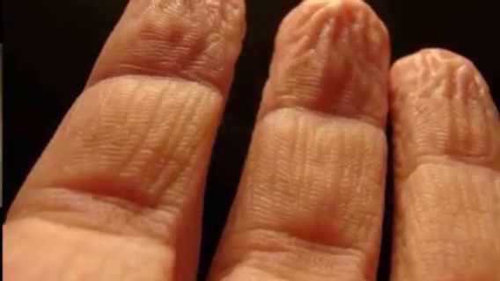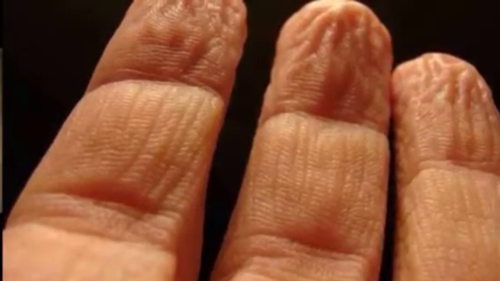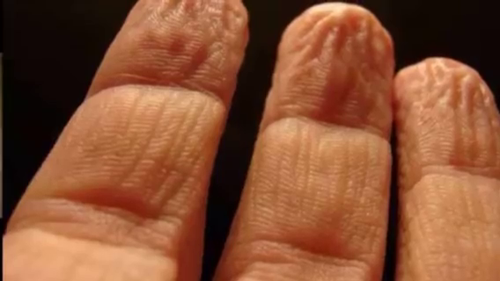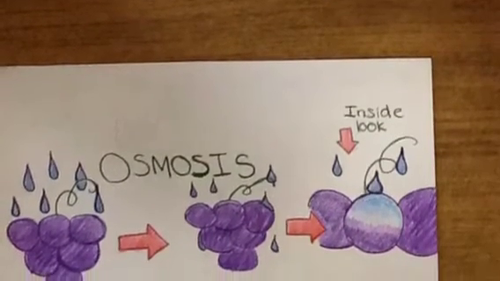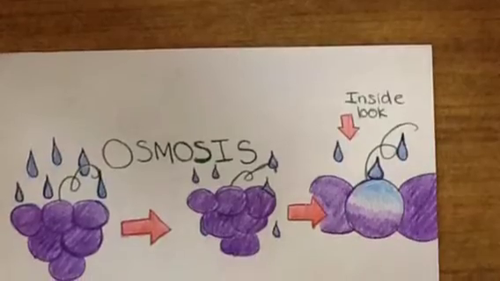This is a picture of a hand before osmosis occurs. As you can see, this is a hand that has spent too much time in the water and gone through osmosis. As the water hits the grape, osmosis occurs and the water molecules diffuse throughout the grape.